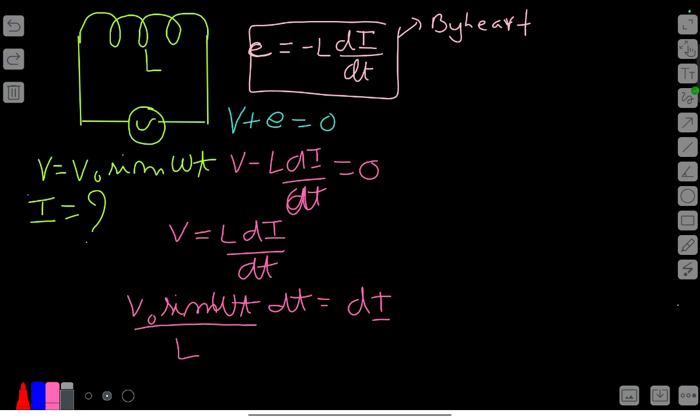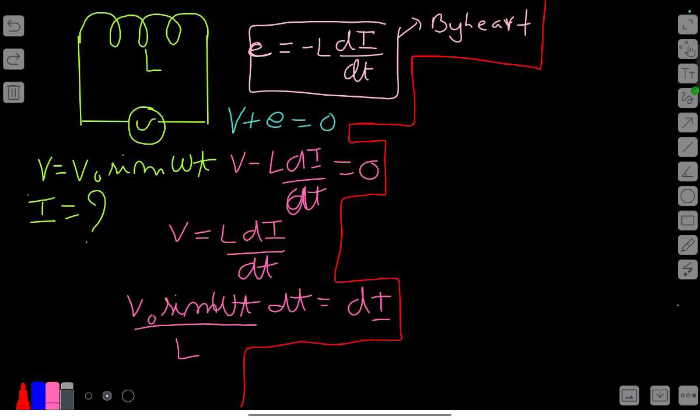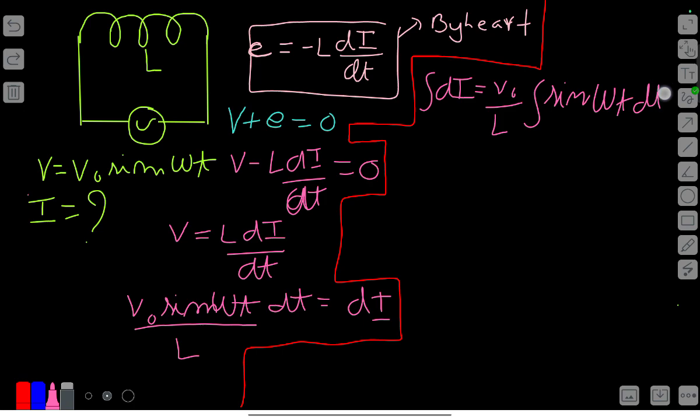Wait, first let me just draw a border line over here so that I don't cross this thing. So we'll do the remaining stuff from this side. This is what we got. So now, keep an aim of integrating this thing. di will be equal to integrating this whole thing also, where you just take V naught by L outside, because it's a function of t. So integrate sine omega t dt.